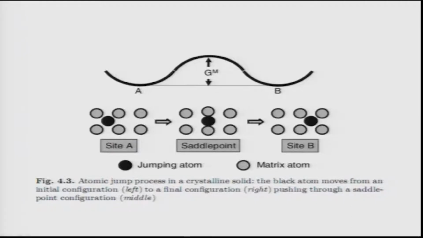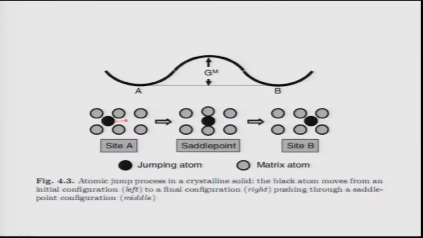This is taken from the book Diffusion in Solids by Paul Shewmon. Suppose I have a particular arrangement of atoms. You see here 1, 2, 3, 4 atoms, and there is a central black atom, and there are another 4 atoms, but the central atom is missing. That means there is a void there. Now this black atom wants to move from here to there. That is what is a discrete jump.